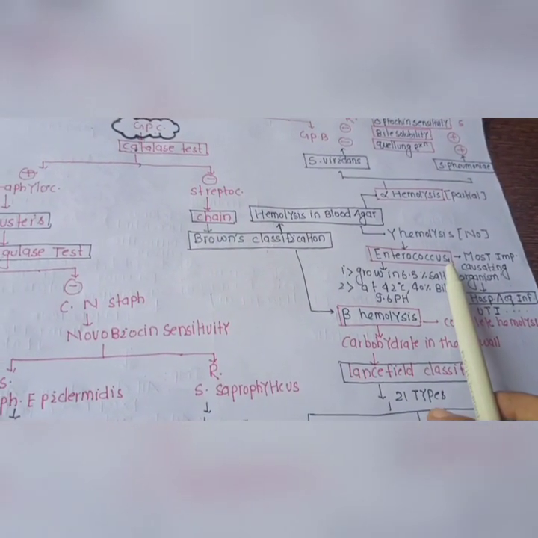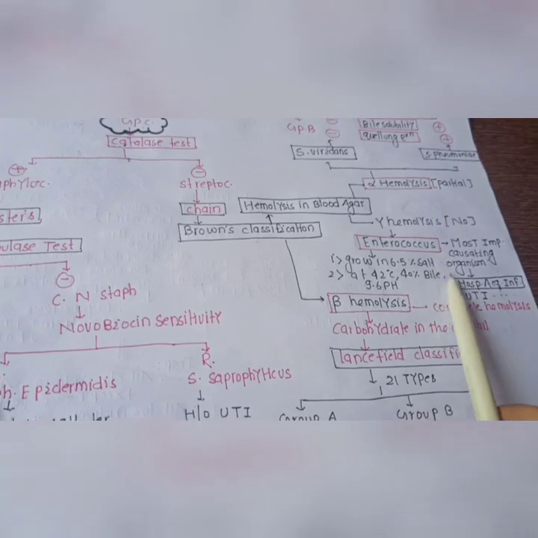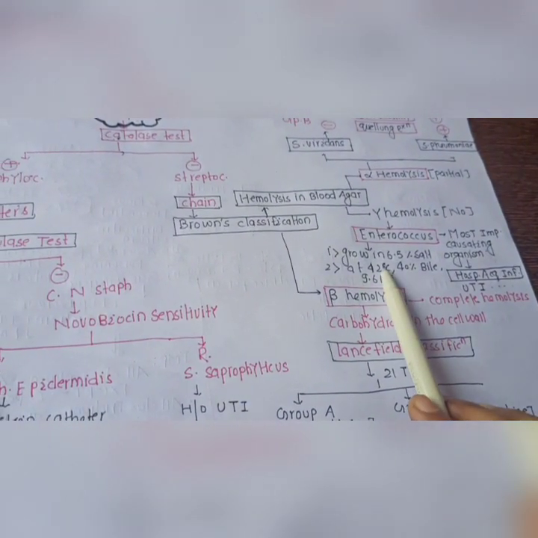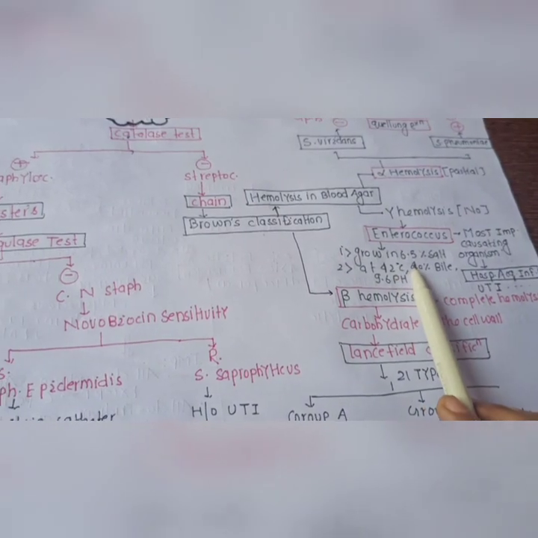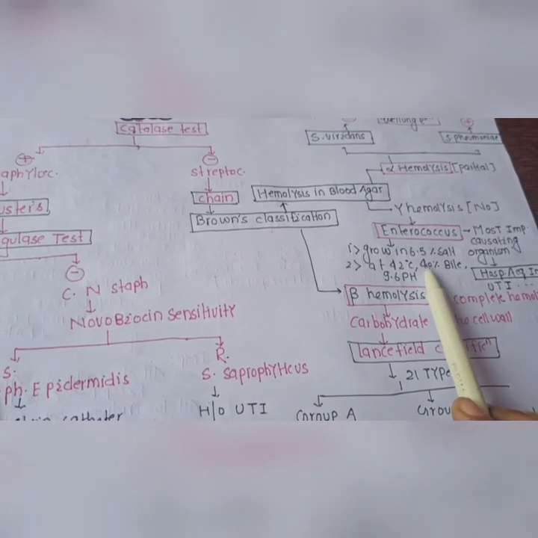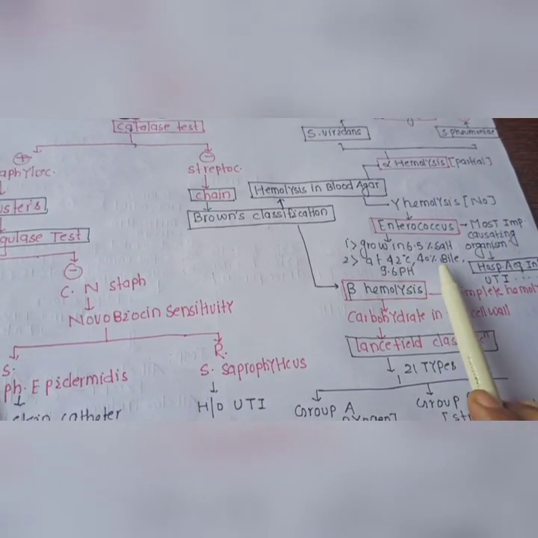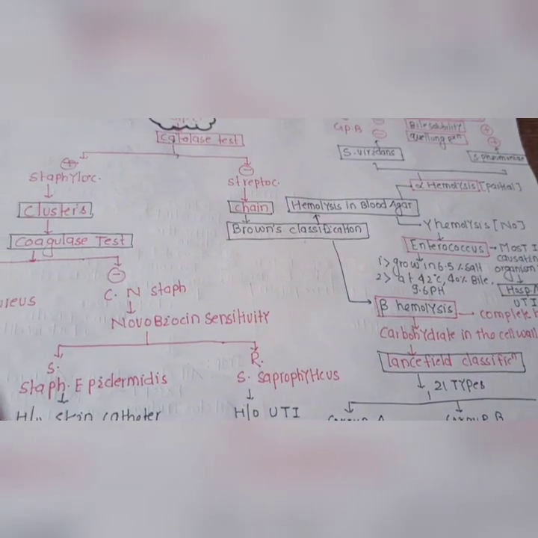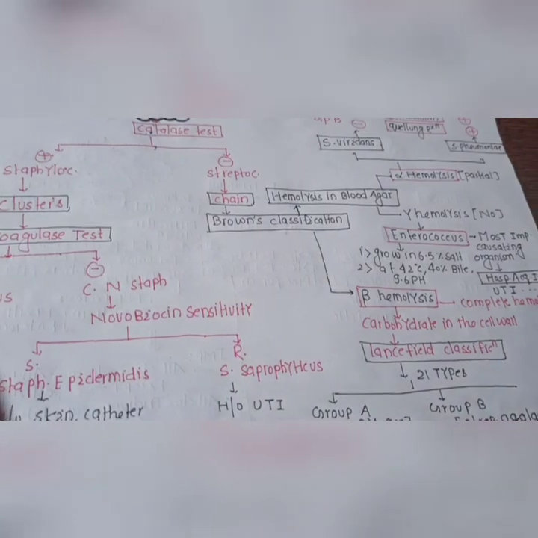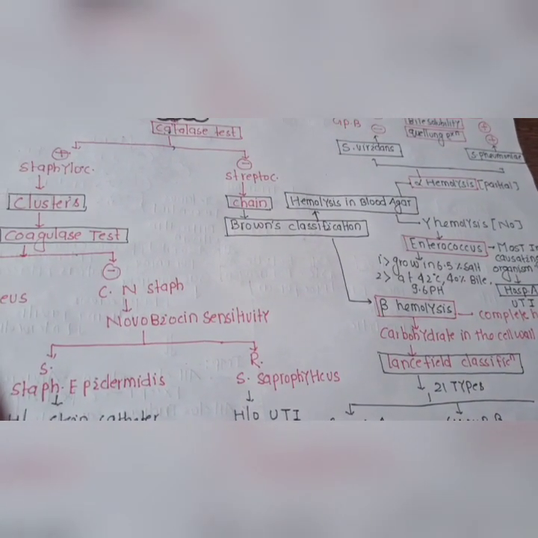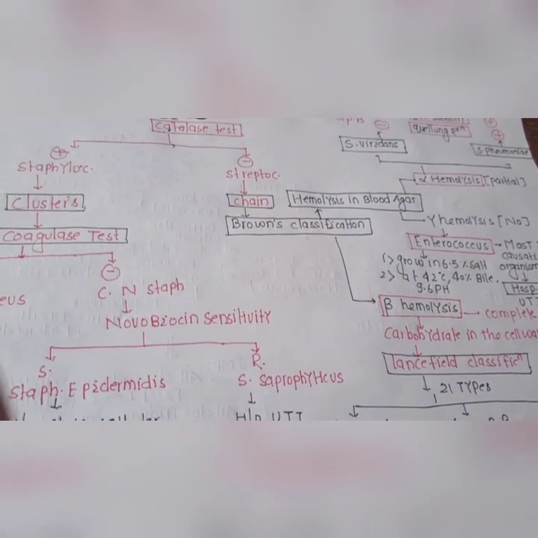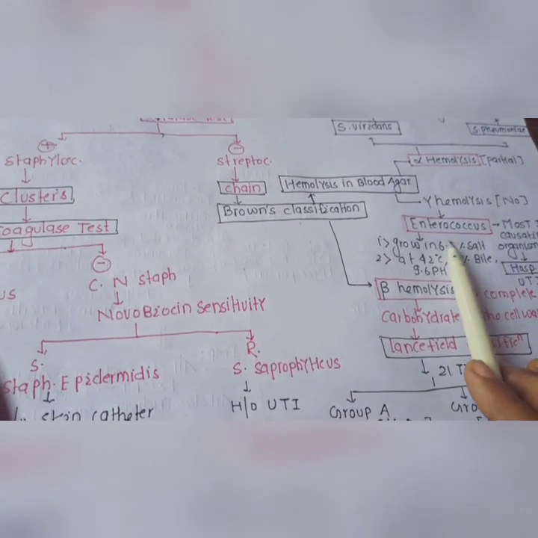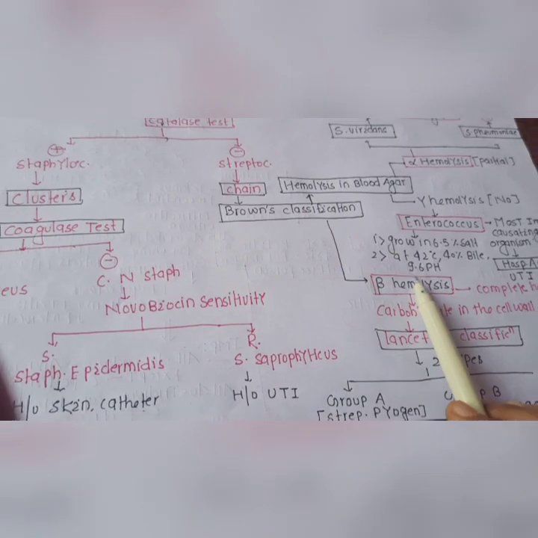How will we differentiate viridans and Streptococcus pneumoniae? According to the Quellung reaction, bile solubility, optochin sensitivity and inulin fermentation, everything is positive in Streptococcus pneumoniae and absent in Streptococcus viridans. Very simple. Then next is gamma hemolysis, meaning no hemolysis occurs, and only one bacteria, Enterococcus. It is the most important gram-positive coccus for hospital-acquired infection and UTI. Two important things: it grows in 6.5% salt, 42 degrees centigrade temperature, 40% bile and 9.6 pH.